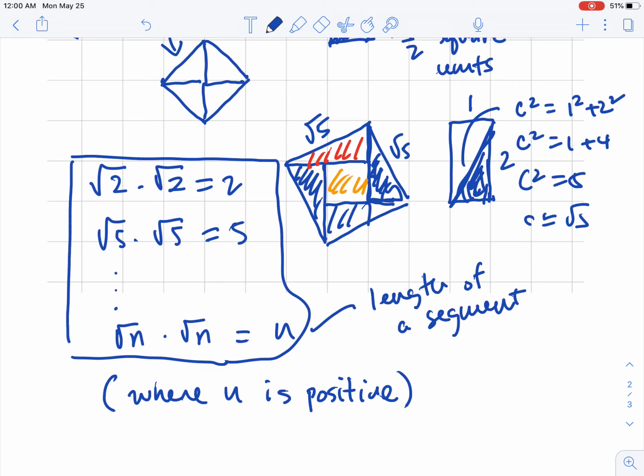Diba? Parang ang galing kasi yung radical pala ay pwede mo pala siyang i-represent as the diagonal of squares or rectangles. Okay, so that's it. Sa susunod, pag-aaralan natin kung paano ba mag-multiply ng radicals using this generalization.